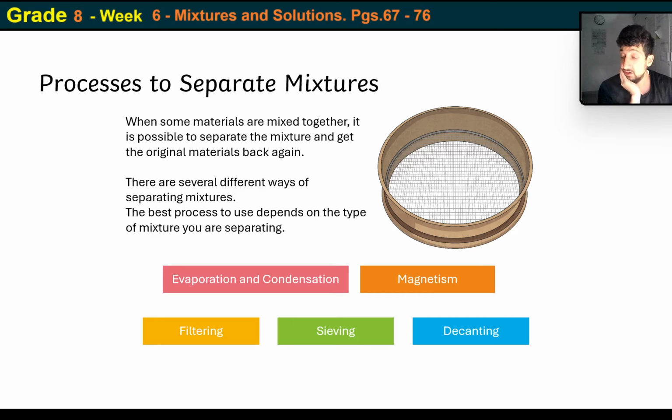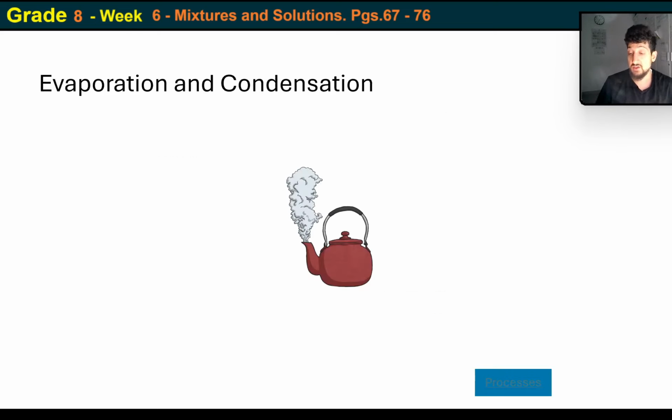So the processes of separating mixtures. Processes to separate mixtures: we've got evaporation, condensation, magnetism, filtering, sieving, and decanting. And we're going to talk about those in just a minute.